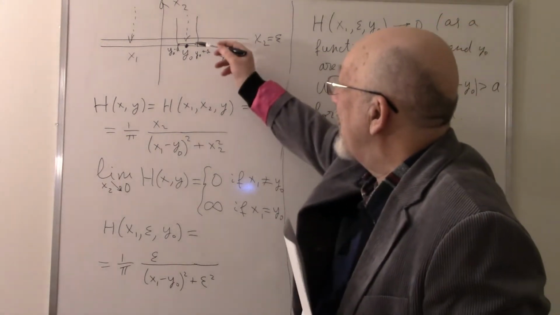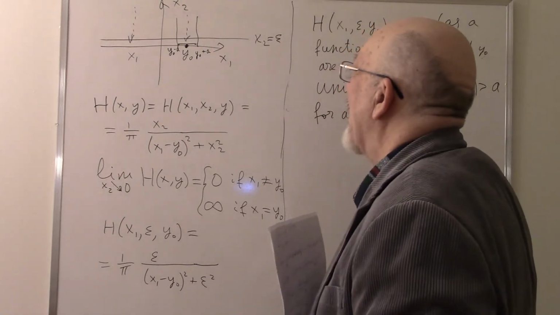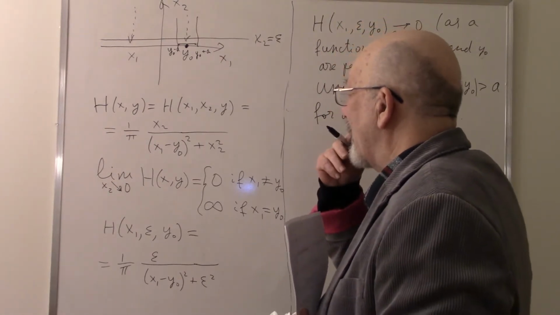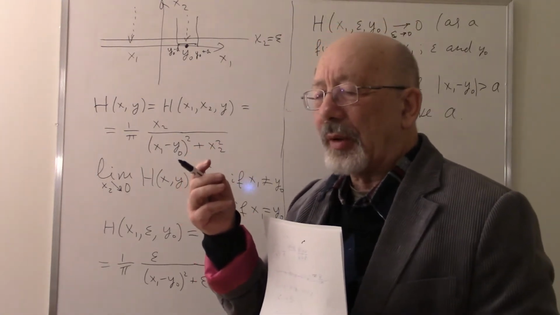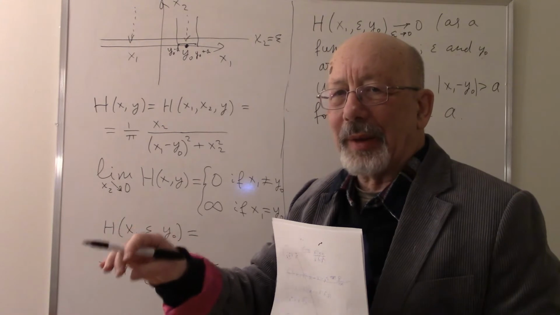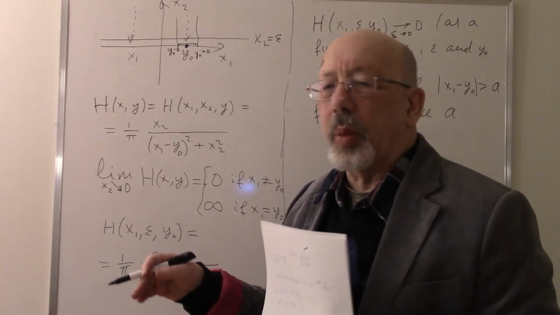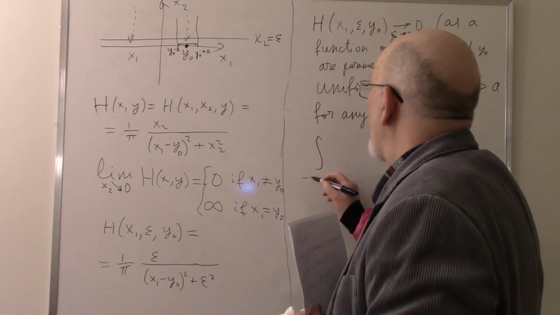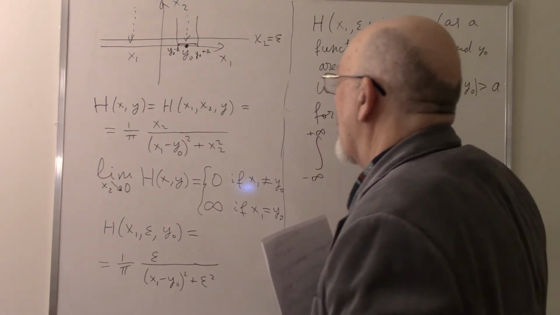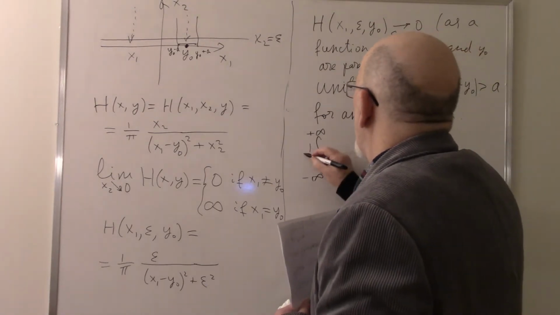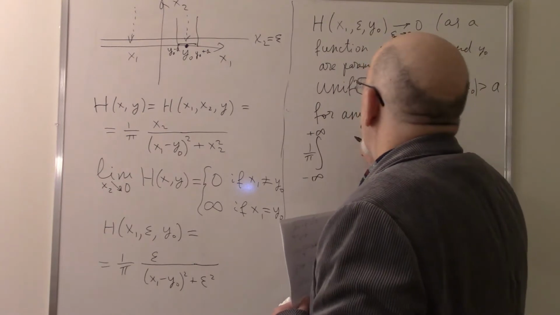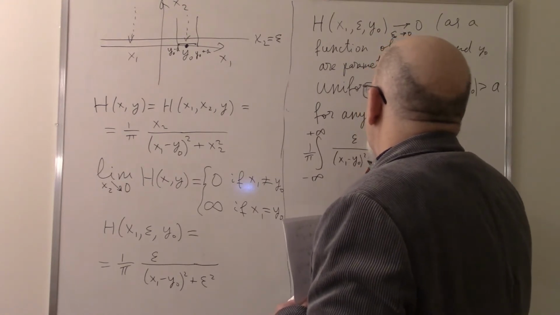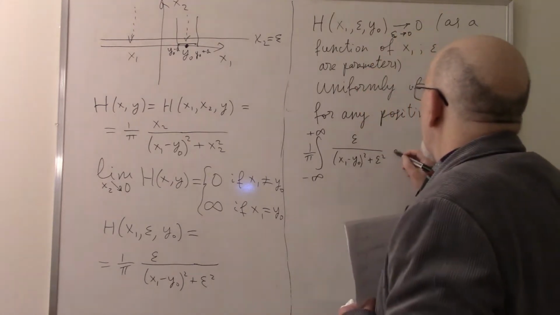Yes? And here something happens, but what exactly happens here? There are two ingredients of the delta function. First, it is 0 everywhere but one point, and second, its integral equals 1. So we have to consider the integral of this function. Integral, say, from minus infinity to plus infinity, 1 over pi, integral of what? Epsilon divided by (x1 minus y0) square plus epsilon square, dx1.